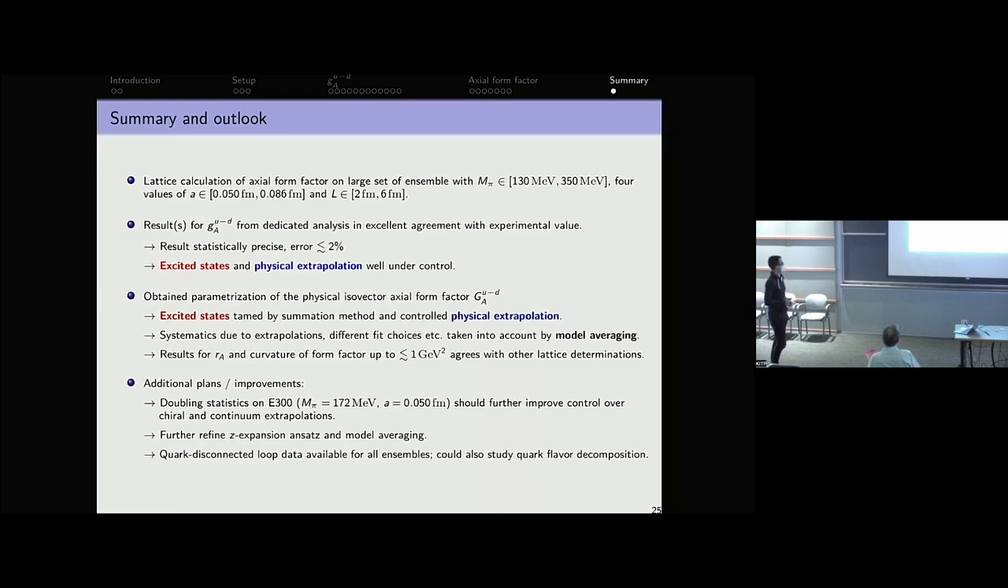Finally, there are some open ends. The production of our ensembles is not yet completed. In particular, we will increase statistics on one of these two most chiral boxes by a factor of 2. That should hopefully further improve the control over chiral and continuum extrapolations. There might also be some work left to do refining the z expansion ansatz we're using and the model averaging, so this is not the final result for sure. And finally, I want to mention that we also have quark disconnected loop data available on all these ensembles, so in principle we could also study the quark flavor decomposition in the future.